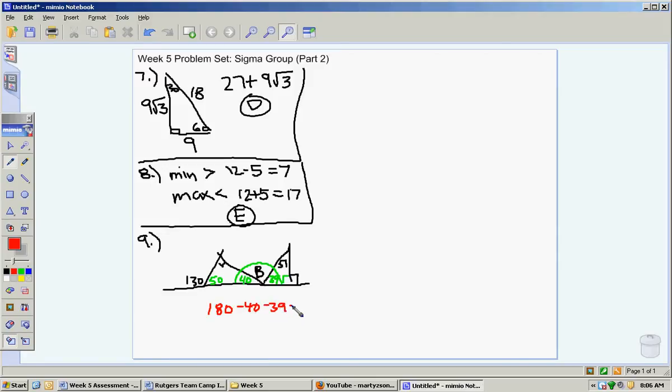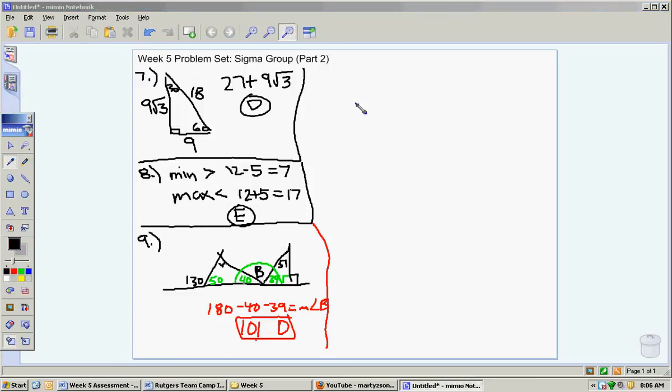And in fact, when you do that, you get 101 degrees, which is answer choice D. So it's just, if you're not sure where to start, find some place and go from there. And that's kind of what we were doing with that problem.